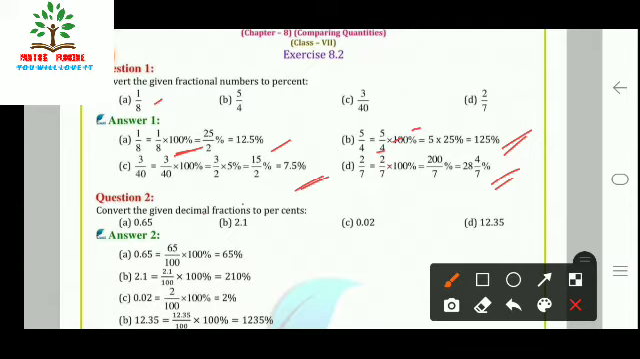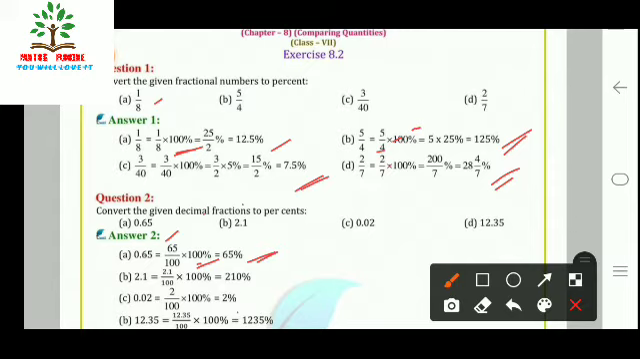Then looking at the question number 2, convert the given decimal fractions as percent. So this is 0.65. So we can write 0.65 as 65/100. Now since we have to convert it into percent, multiply by 100 and put the sign of percentage, result is 65%. Or simply, we can see it is 65/100, so we can write 65%. Then the next thing is 2.1. So we are writing here 2.1 upon 100 into 100%. So this is 210%.